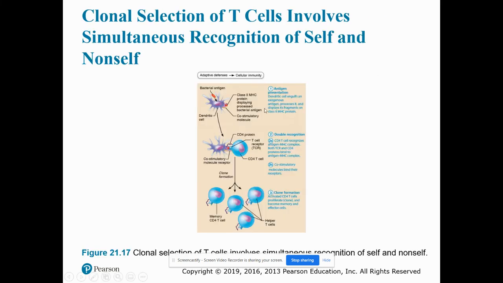So we have antigen presentation. Again, the antigen is engulfed by the antigen presenting cell. The little antigen fragment is coupled with this MHC protein, and then it's going to bind. We have double recognition, antigen binding, and then co-stimulatory, and then we have clone formation. And so this is going to go off and form its clones, and these guys are going to do, again, whatever their specific job is. So helper T cells, again, may go and activate B cells.